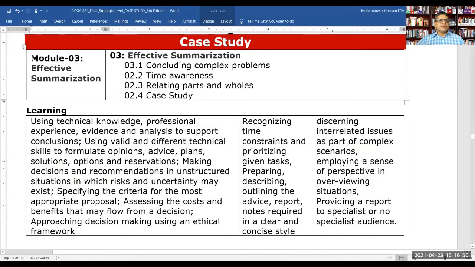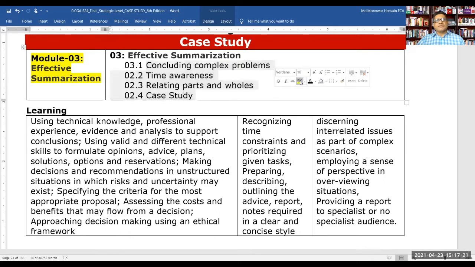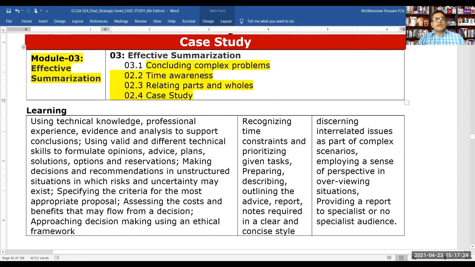Today we'll discuss Module 3, Effective Summarization of Case Study. Here we have 3 modules. We have already completed 2 modules. The final one is Module 3, Effective Summarization. Within Effective Summarization, as part of the syllabus, there are concluding complex problems, time awareness, and relating parts to the whole, and the case study is the fundamental thing of this module.